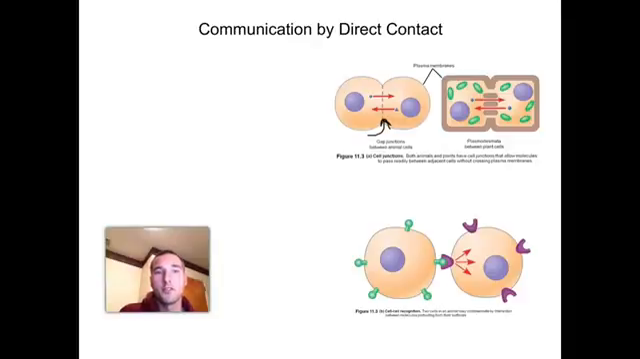Then one cell can be doing something, and the cell right beside it knows what's happening immediately. Okay, so that's one form of direct contact, on these cells that are stuck beside each other. Another form where cells can actually touch each other is with cells that are mobile, or able to move around the organism. An example is our immune system cells, our white blood cells.